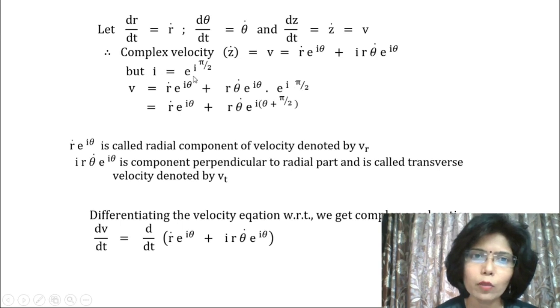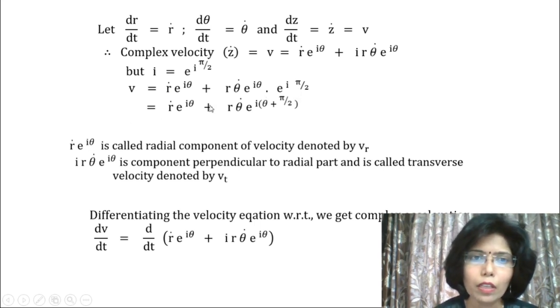But we know that i is equal to e raised to i times pi by 2. So we have to just substitute the value of i here as e raised to i pi by 2. So this v will become r dot e raised to i theta as it is plus r, now instead of i, we have to write e raised to i pi by 2, and this theta dot as it is into e raised to i theta. Are you getting this, friends? Now here, r dot e raised to i theta plus r theta dot e raised to i times theta plus pi by 2. Now from this expression we'll take i outside, and this theta plus this pi by 2.